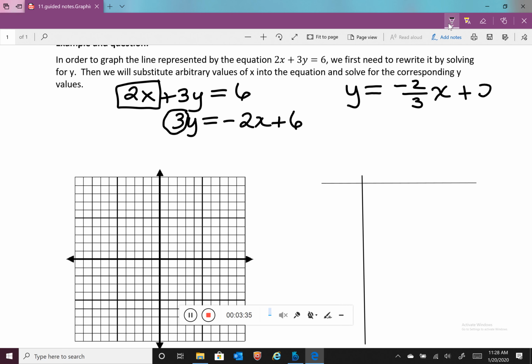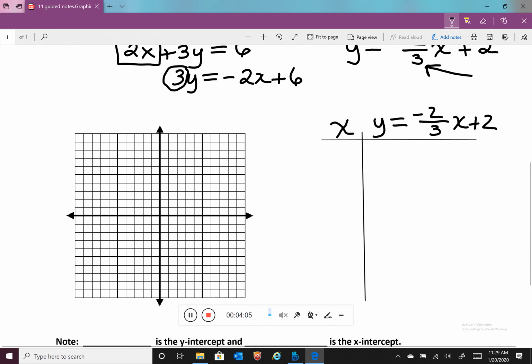Now notice please, in this new equation where y is solved for, we have a denominator of 3. So this is going to help us when we go to choose our values of x, because we want to be kind to ourselves so that our work is not difficult. So y is equal to negative 2 over 3 times x plus 2.